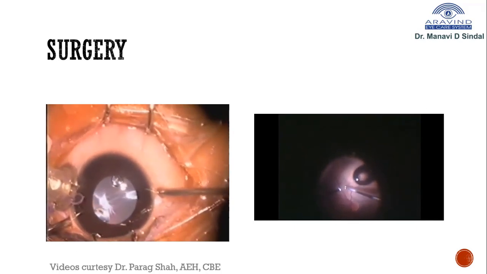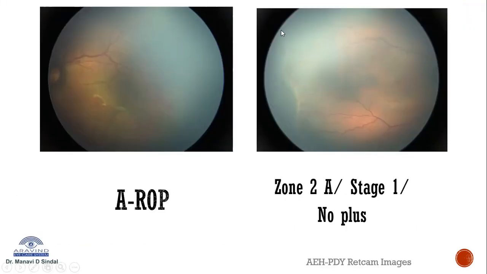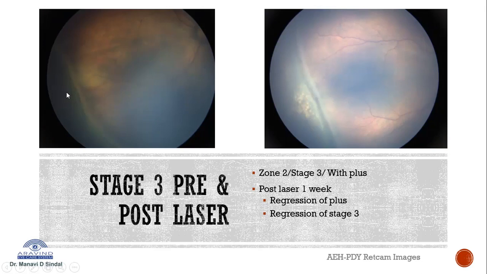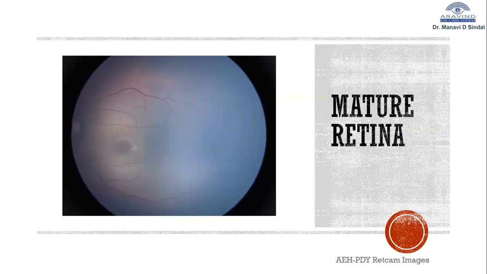There are a few examples of pre-plus and plus disease. These are all from our own imaging. This is a baby with AROP. Here you can see there's a zone 2 anterior stage 1, but there is no plus disease. Here is another stage 2 with no plus. Stage 2 over here, but there's no plus. And this is a stage 3 with plus disease, a very thick ridge. This is pre-laser and this is after the laser has been done. And this is what a mature retina would look like.